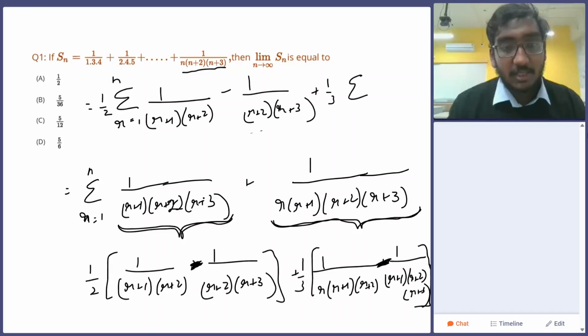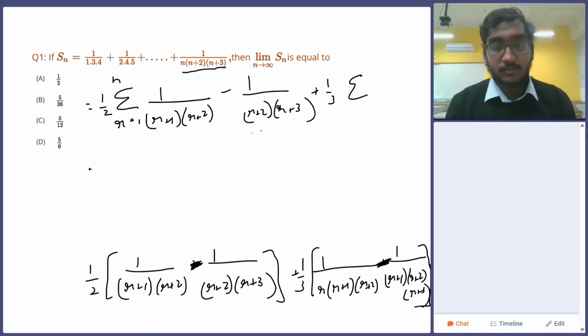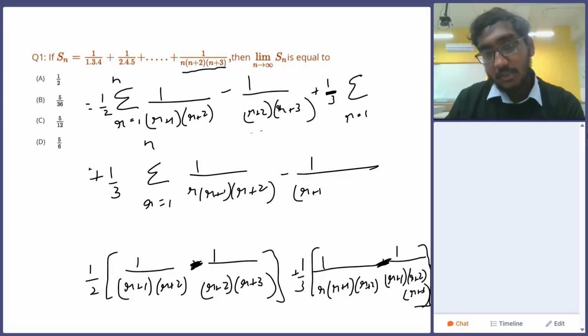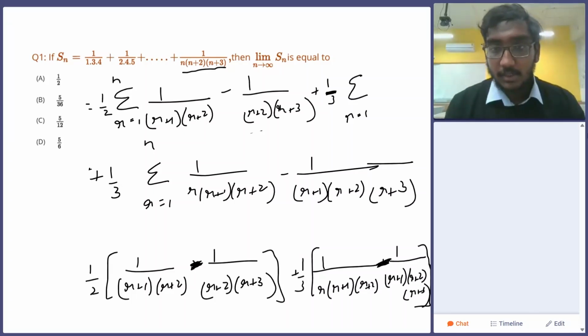I'll just erase and replace it here itself. Yes, it will be what? Summation r equal to 1 to n, and it is 1 by r times r plus 1 times r plus 2 minus 1 by r plus 1 times r plus 2 times r plus 3. Okay. Yes. There is no summation here. Okay.